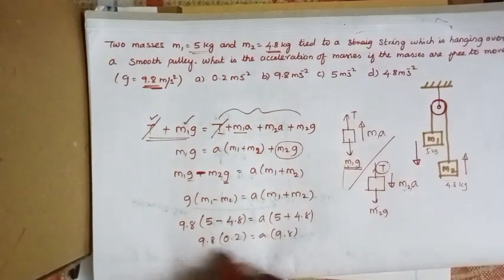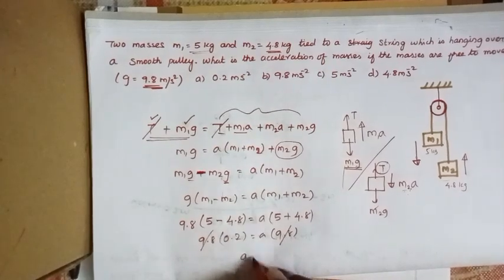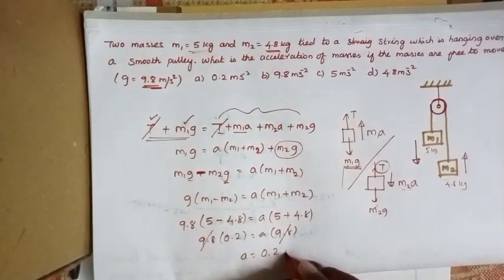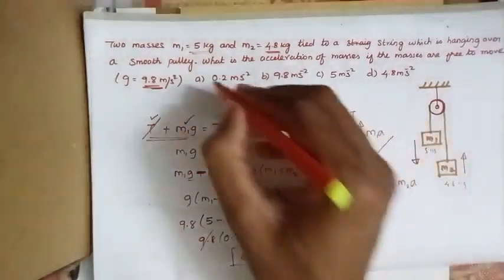Now you have the 9.8 on both sides. You can cancel these two. So you will find the value of a is 0.2 meter per second square. So this is our answer.